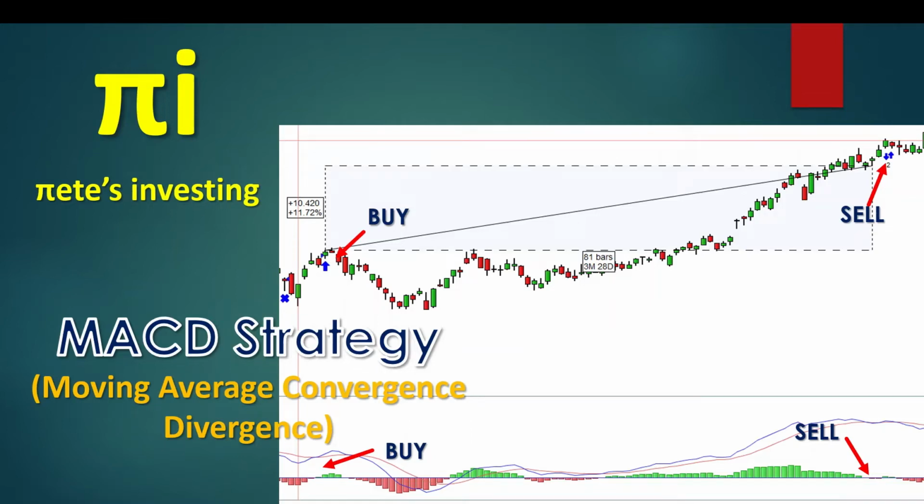Today's strategy, we'll be looking at the MACD. That's the moving average convergence divergence indicator, and how to enter and exit the trade, and how to average down.